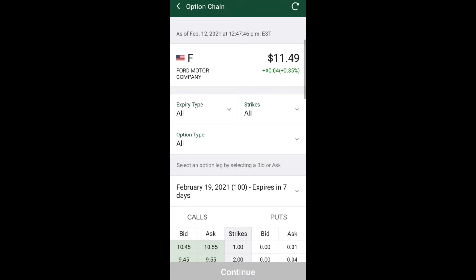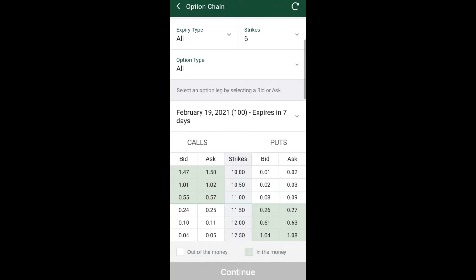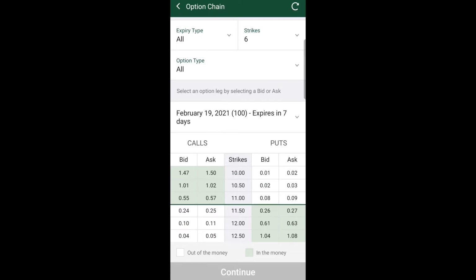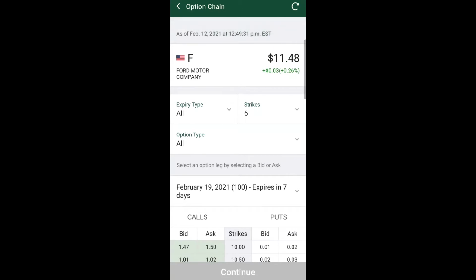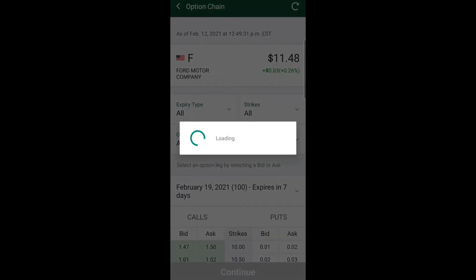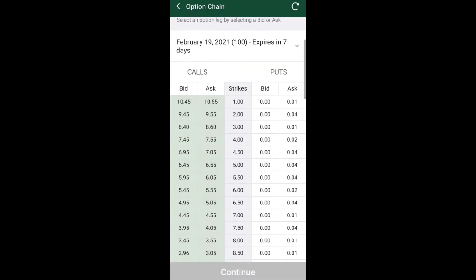So basically, all this means is if you put 6, you'll see the 3 contracts below the current share price and the 3 contracts above the current share price. It basically just narrows down the option chain. So again, I like to put it at all just to see everything that's available.